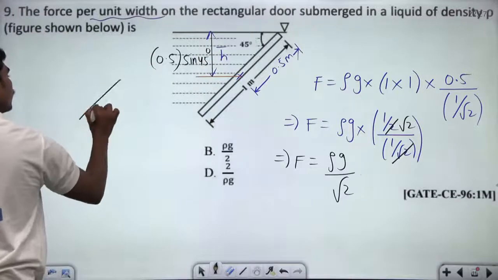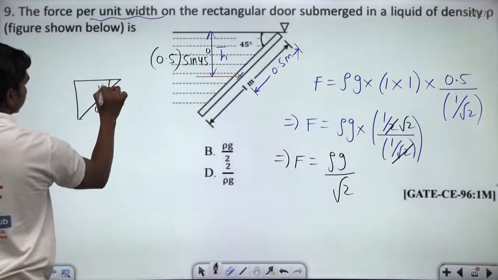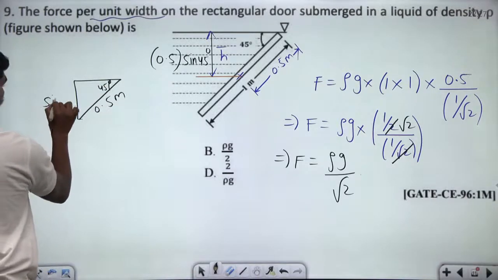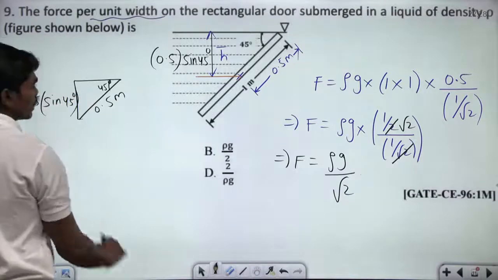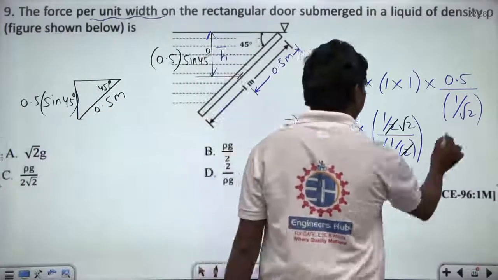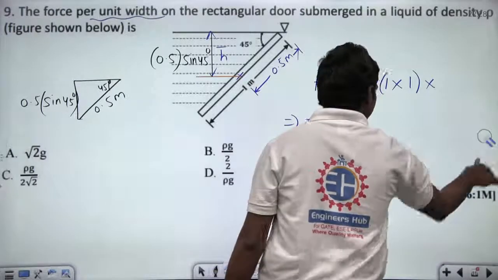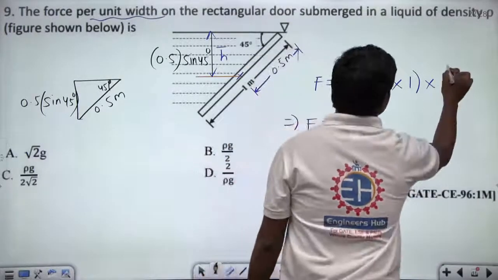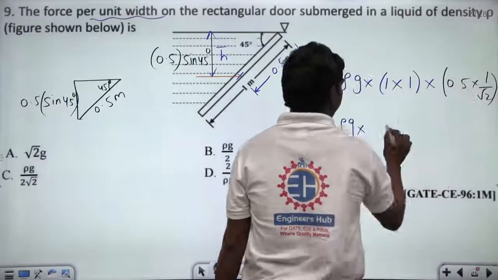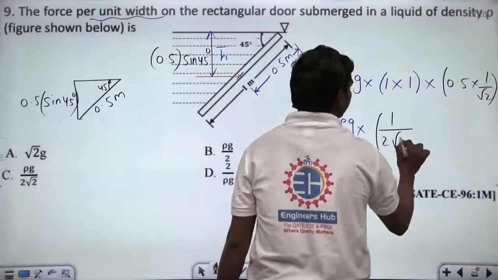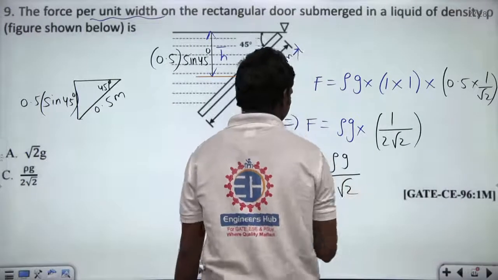So if this is 0.5 meters and if this is 45 degrees, then this height will be sin 45 degrees into this 0.5. Okay, so this is 0.5 into sin 45. So let us do the calculations here. 0.5 into sin 45. So let us reframe this calculation. See here, this is 0.5 into sin 45, which is 1 by root 2. Okay, so 0.5 is nothing but 1 by 2, and into 1 by root 2 will give you 1 by 2 root 2, and rho g divided by 2 root 2. This is what you have.